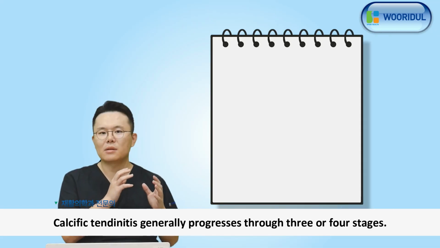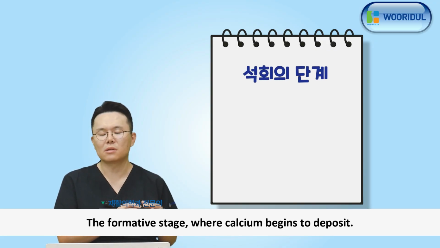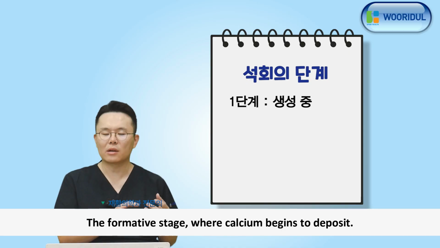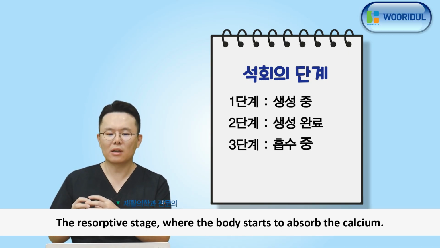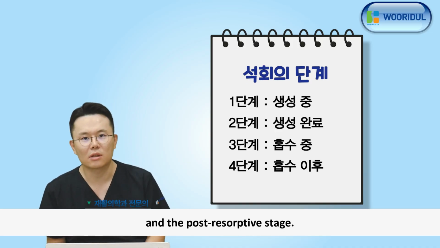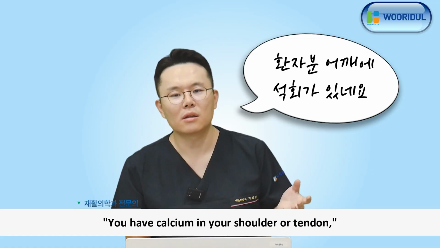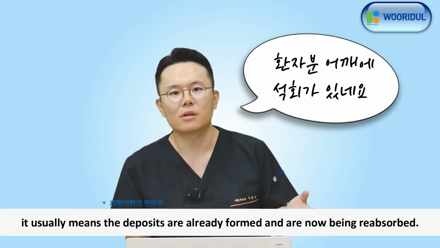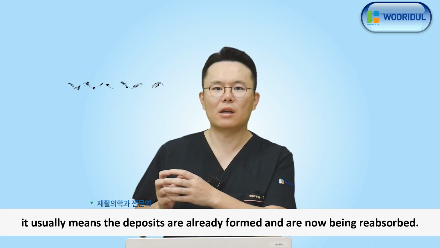Calcific tendinitis generally progresses through 3 or 4 stages. The formative stage, where calcium begins to deposit; the resting stage, where the deposits remain stable; the resorptive stage, where the body starts to absorb the calcium; and the post-resorptive stage. When we tell patients, "You have calcium in your shoulder or tendon," it usually means the deposits are already formed and are now being reabsorbed.